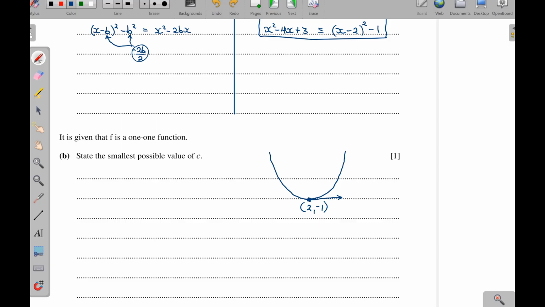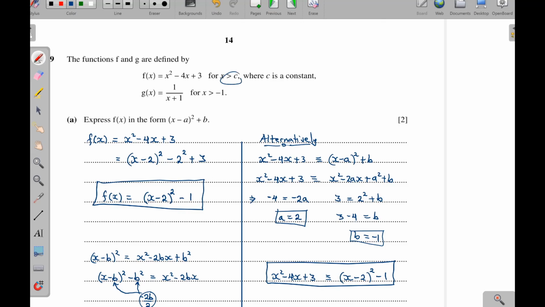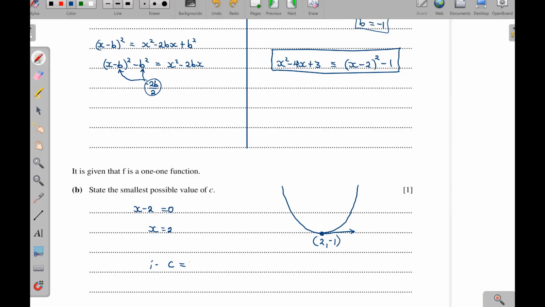So therefore, you get that x minus 2 inside the brackets here, you equate it to 0, and then your x becomes 2. So therefore, your smallest possible value, because these are values of x, the c, they said x is greater than c, where c is a constant. You see that? So that one has to be a 2. It is the x coordinate of the turning point. That is the smallest possible value for which a function has an inverse.